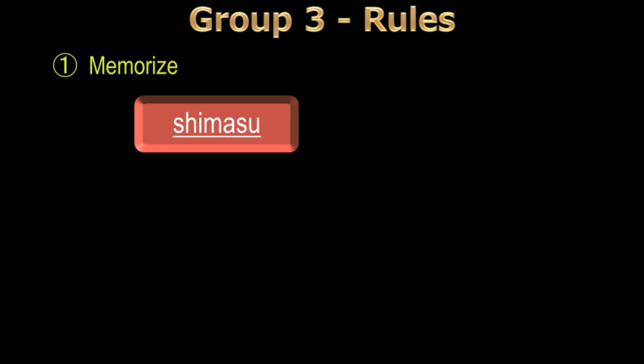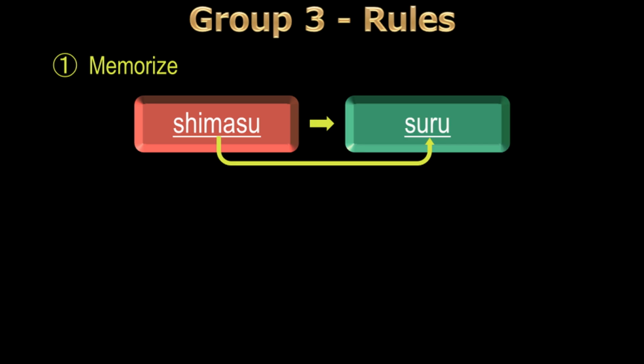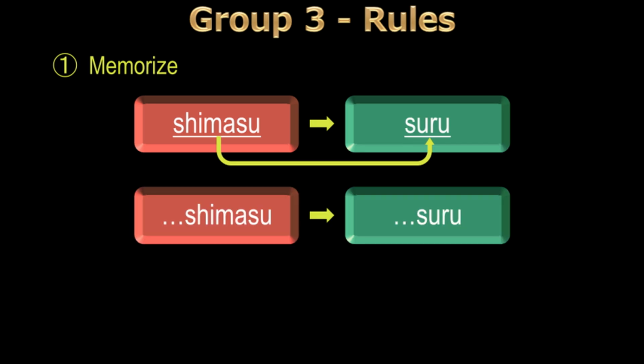And there are only two things, so it is not difficult. For the verb shimasu, which means to do, we have to simply change shimasu to suru. Even for the combination of nouns denoting actions and shimasu, like benkyo shimasu, which means to study, we have to simply change shimasu to suru. So in case of benkyo shimasu, we will get benkyo suru.